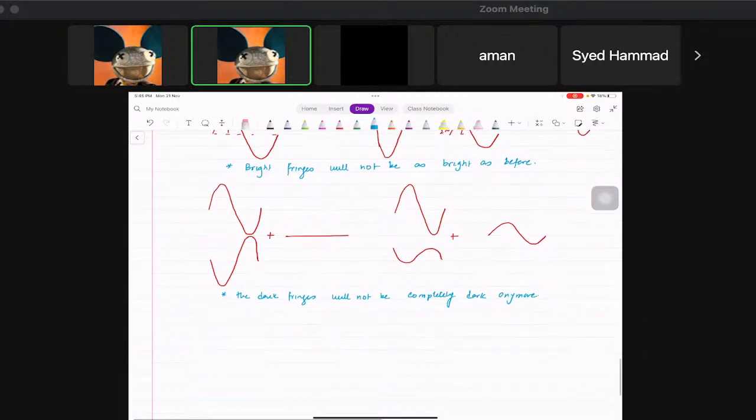So the third point is that this will reduce the contrast. When you say contrast, it means that it's going to affect the fringes in such a way that, because darks are not completely dark and brights are not really bright, the difference between them is going to be less. So you can't see clear boundaries then, it will be mixed. Do you guys understand this?